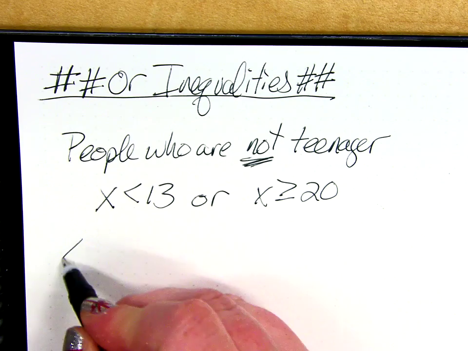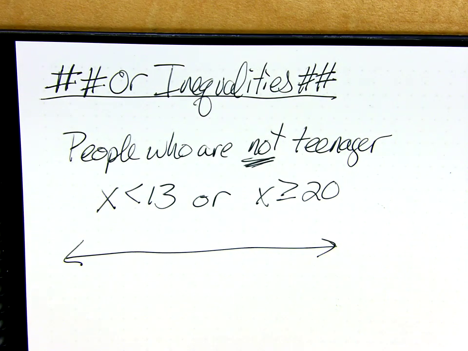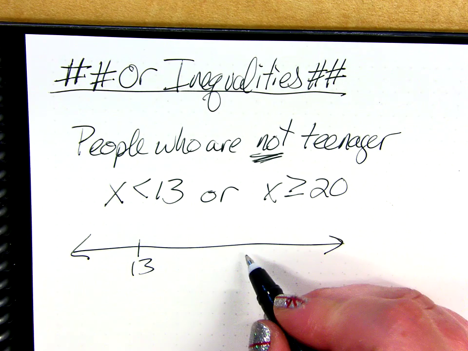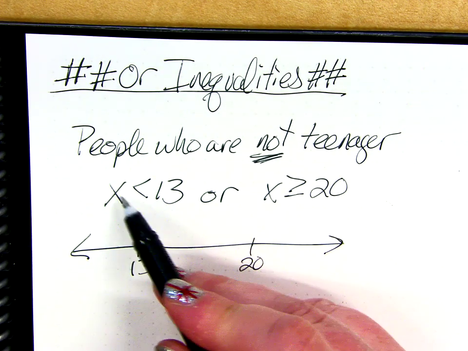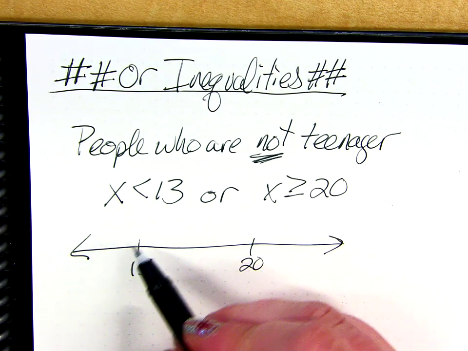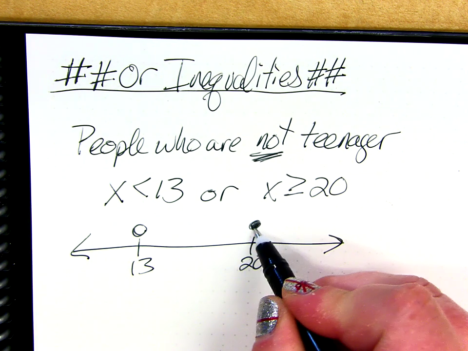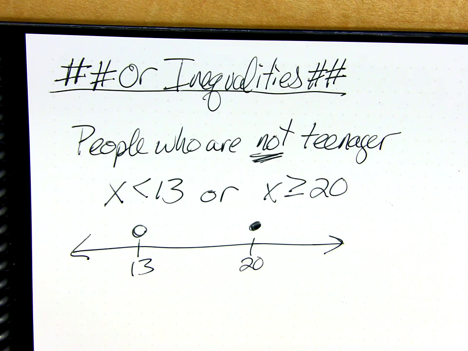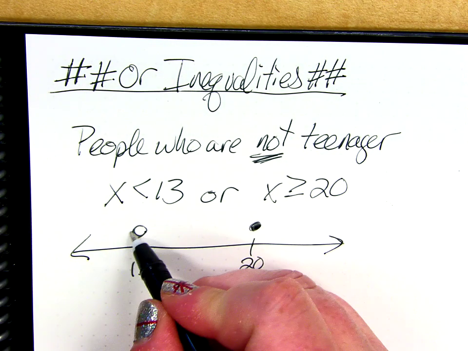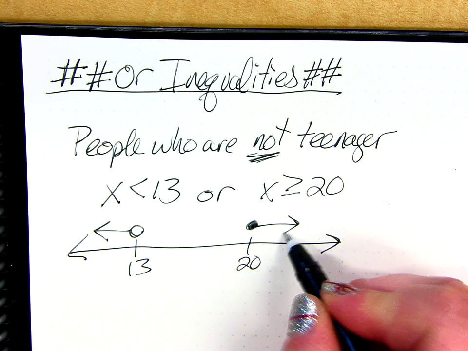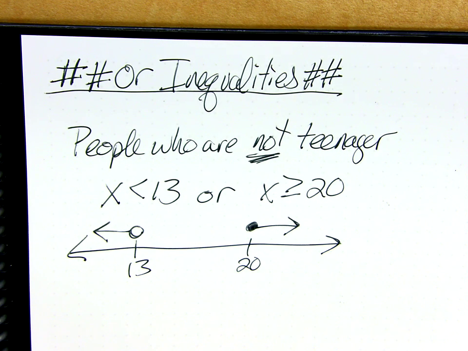And I can graph this. The graph of these is going to look a little bit different. I still have the 13 and I still have the 20. I'm still going to put an open dot at 13 and a closed dot at 20. But now, less than 13 is going to go this way, and greater than or equal to 20 is going to go this way. So with "or"s, very often, the arrows point away from each other.